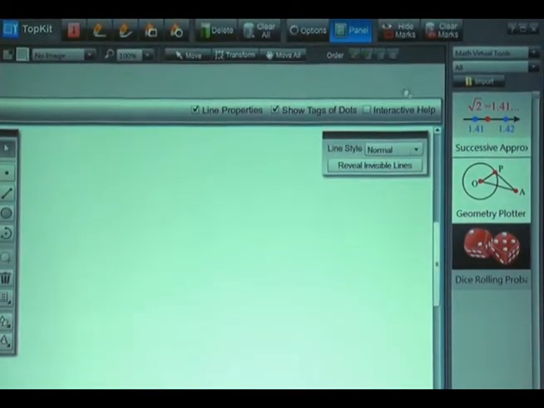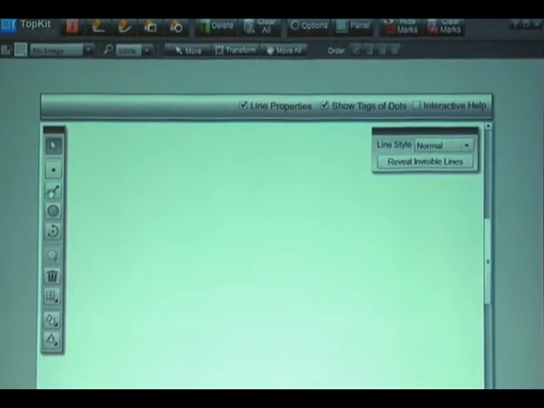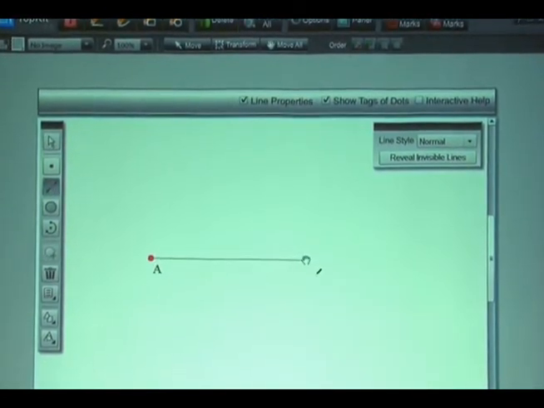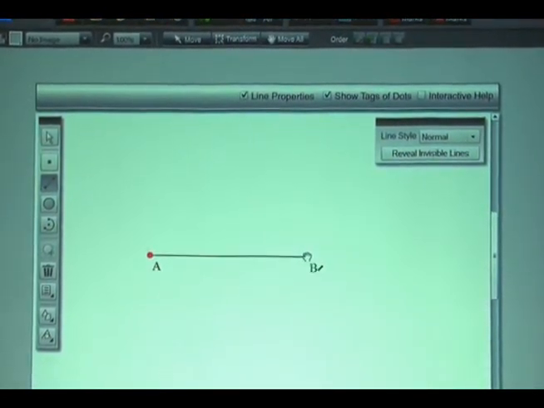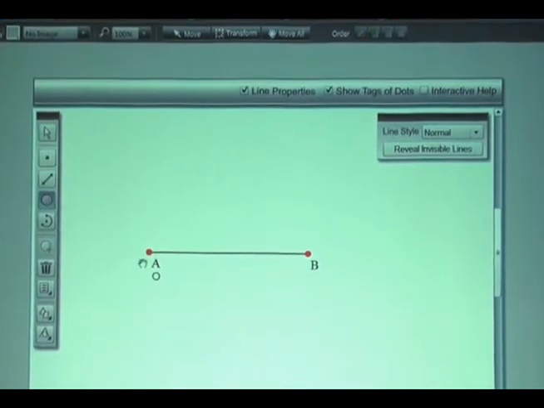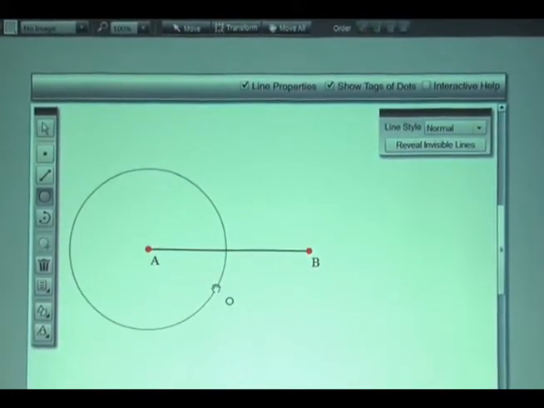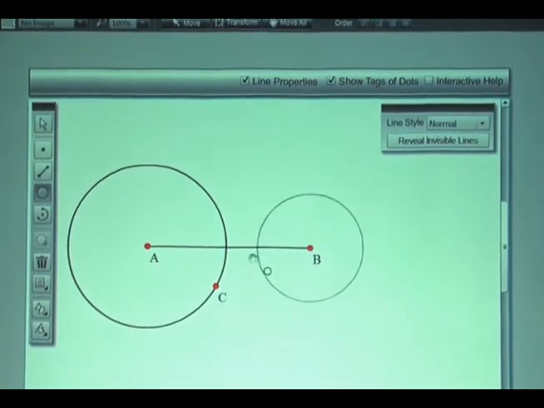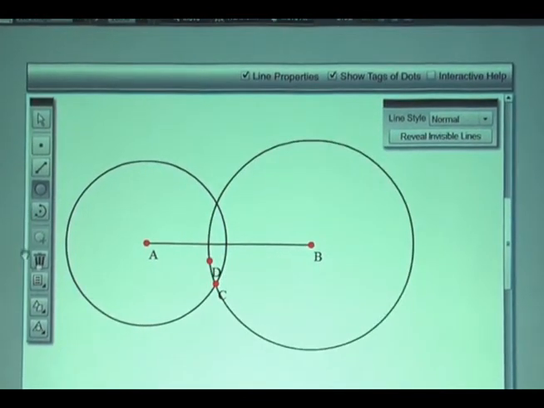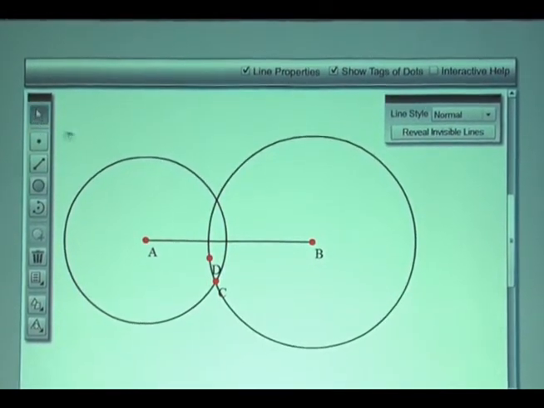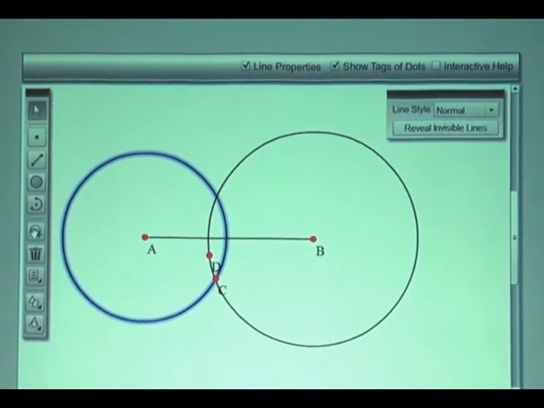Let's start by drawing a perpendicular bisector. First, draw a line segment with points A and B on it. Next, draw a circle with A being the center, and draw another circle with B being the center. Adjust the two circles to be identical in size.